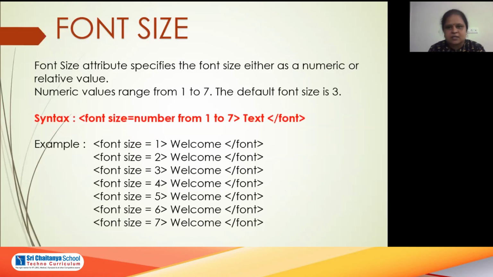You can see on the screen, the font size attribute specifies the font size either as a number or as a relative value. The normal values are from 1 to 7. The default font size is 3. For example, the normal text you see on the web page will usually be font size 3. So we have sizes from 1 to 7.